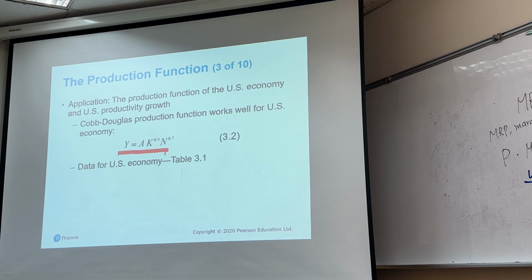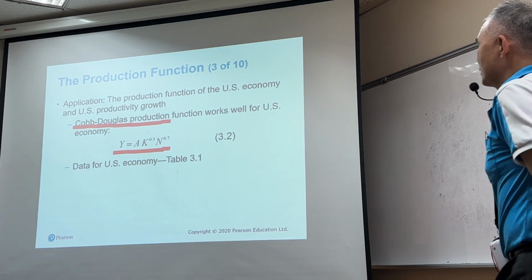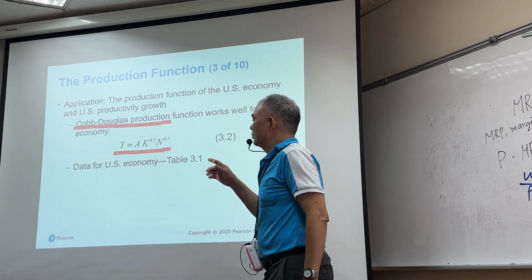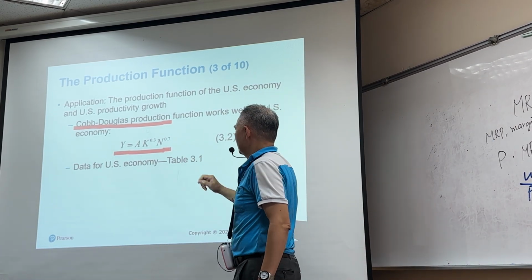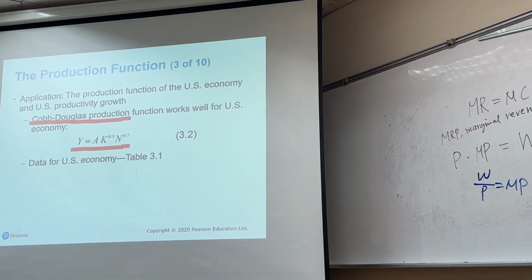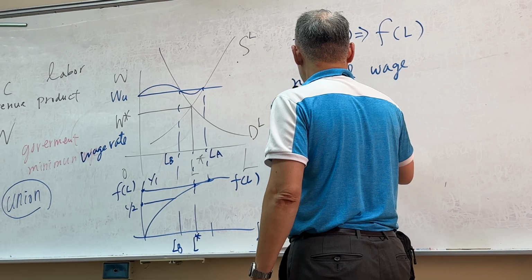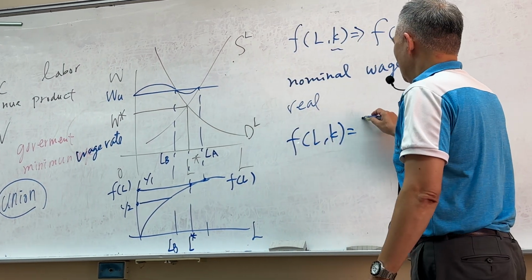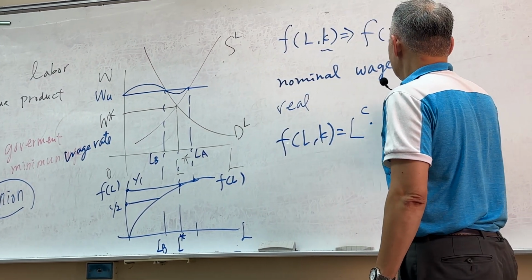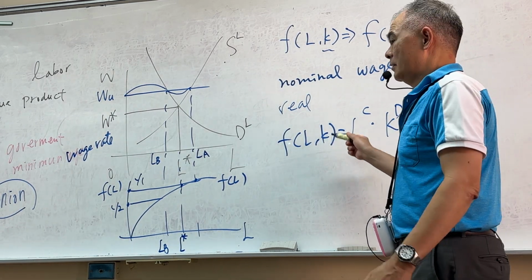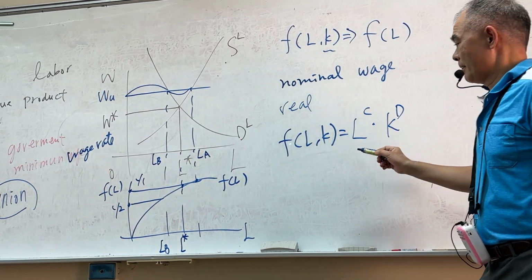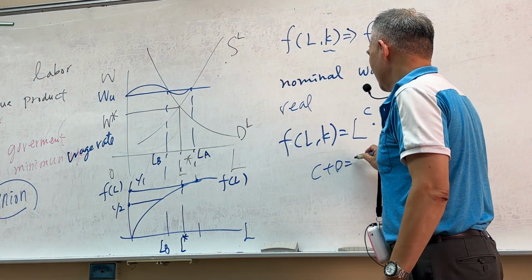And so he talked about a very specific form of production function. It's called Cobb-Douglas. In the original notation, you will say F(L, K) is equal to L^c times K^d. This is Cobb and Douglas, and c plus d is equal to 1.